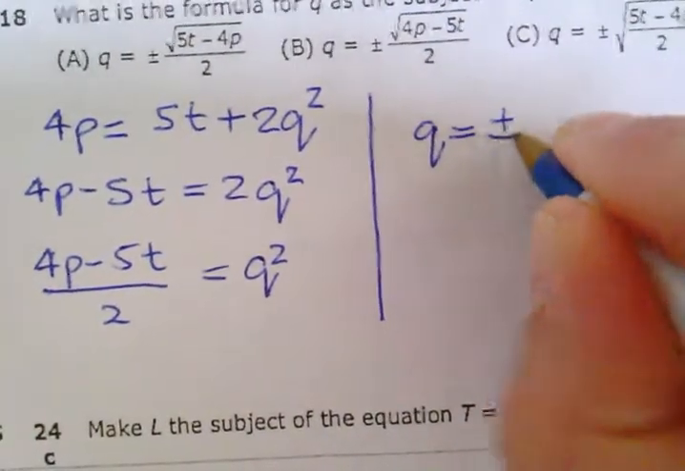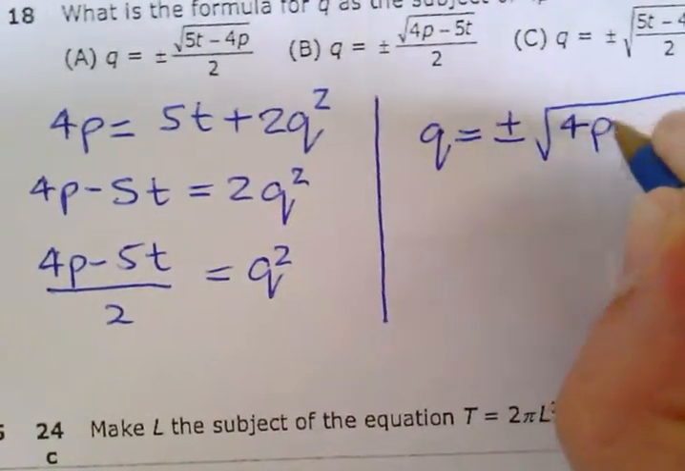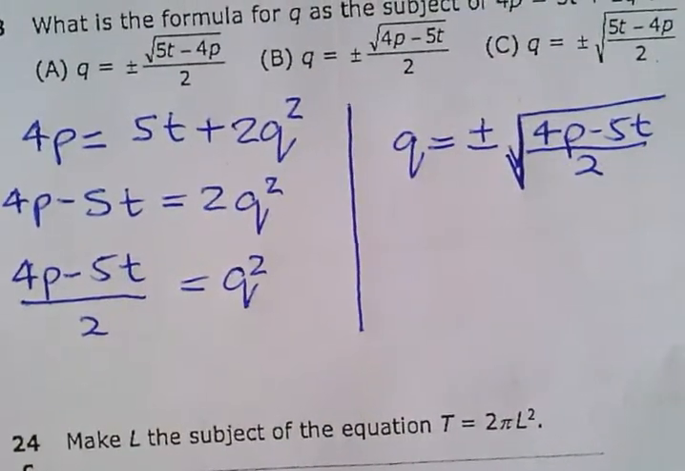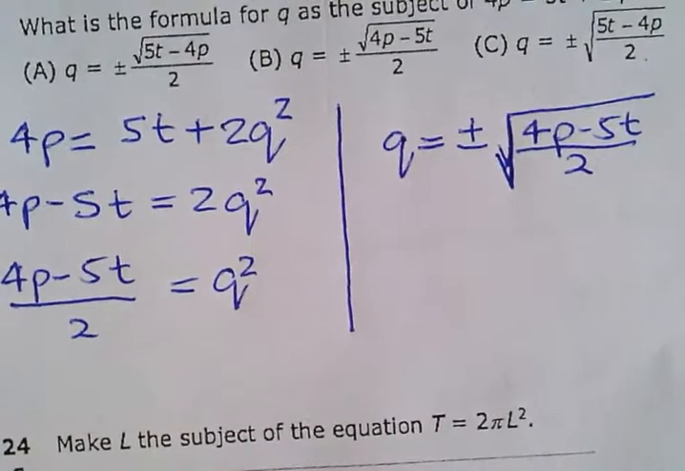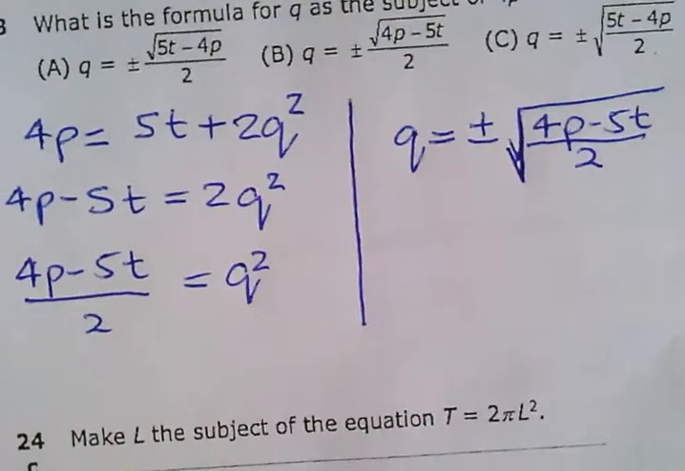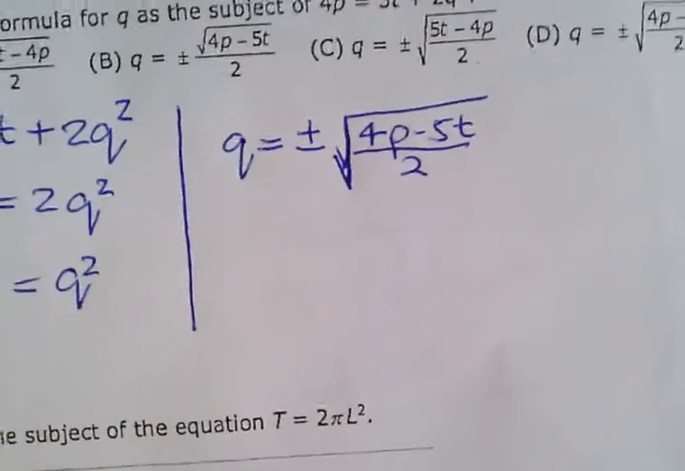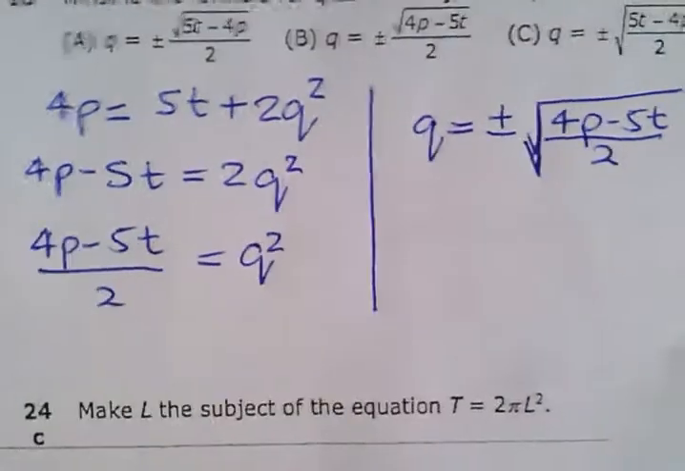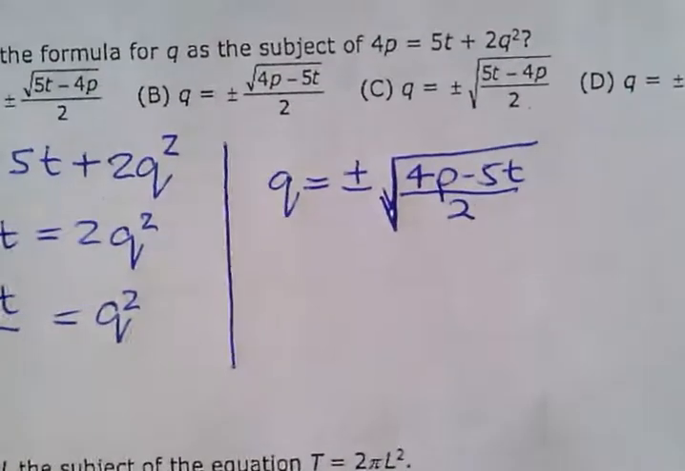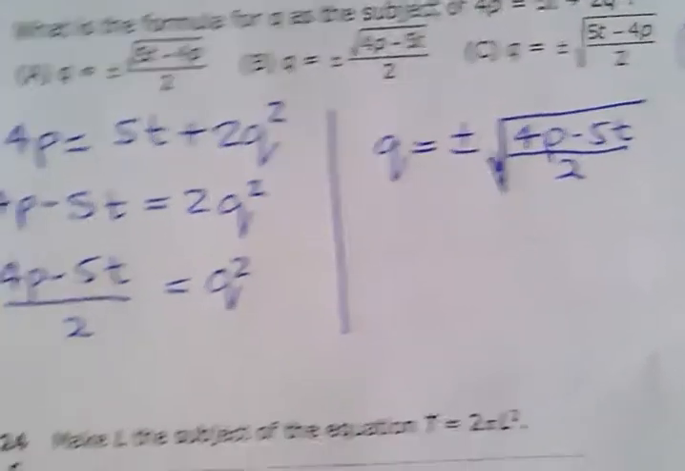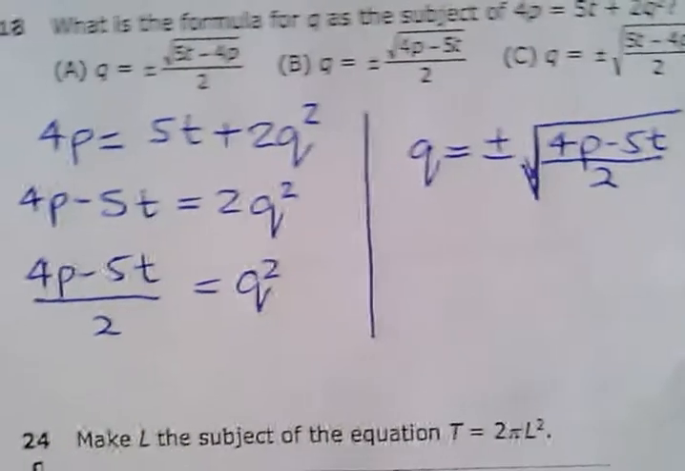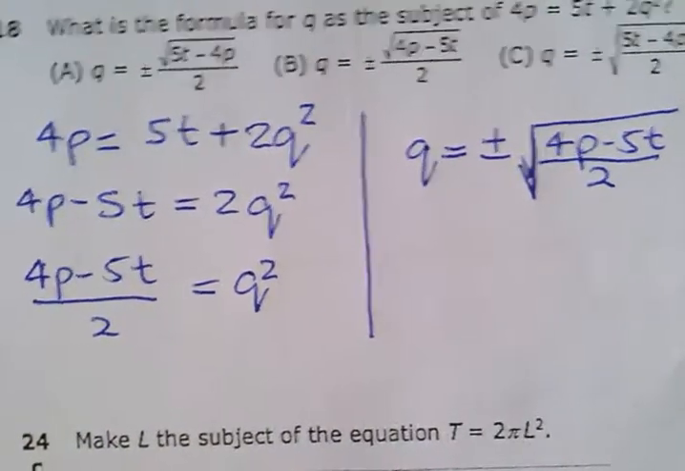You have to do plus or minus the square root of the entire other side, not just the numerator and denominator. Be careful. We can automatically wipe out a and b. Do you know why? The square root doesn't take the whole side. So what's the answer? C or D? The square root is plus or minus the square root of the whole of the other side. It's D, because C is the wrong way around. It's 4p minus 5t, not 5t minus 4p.